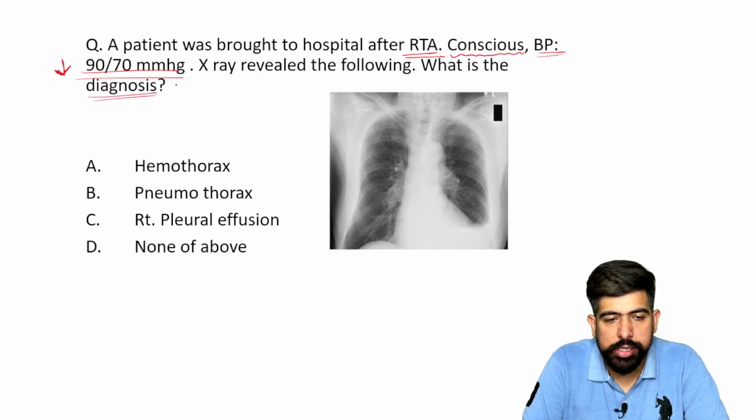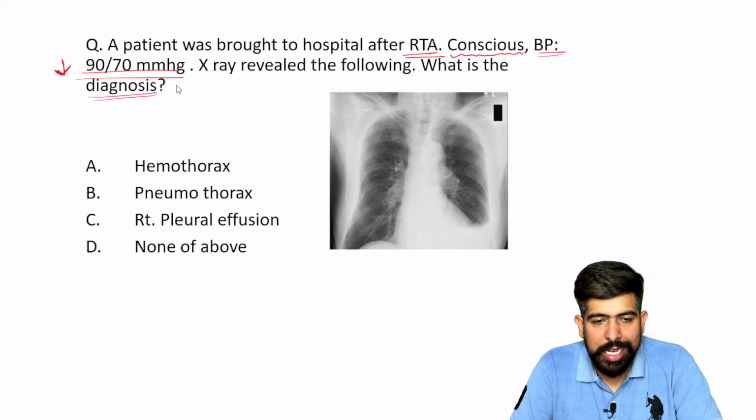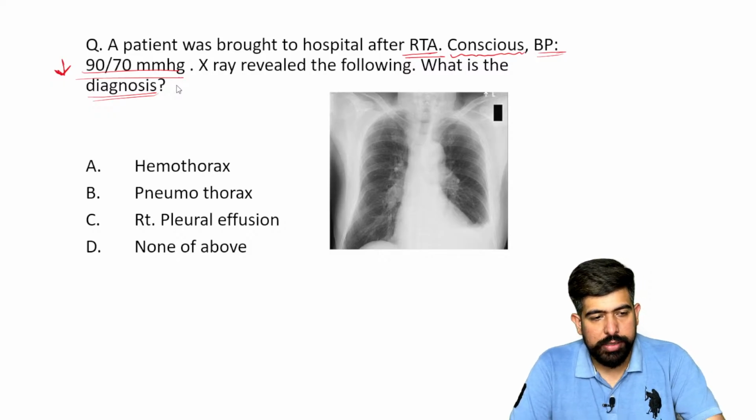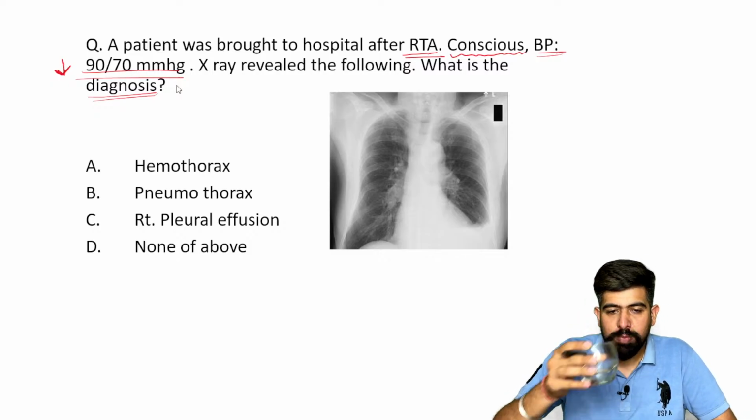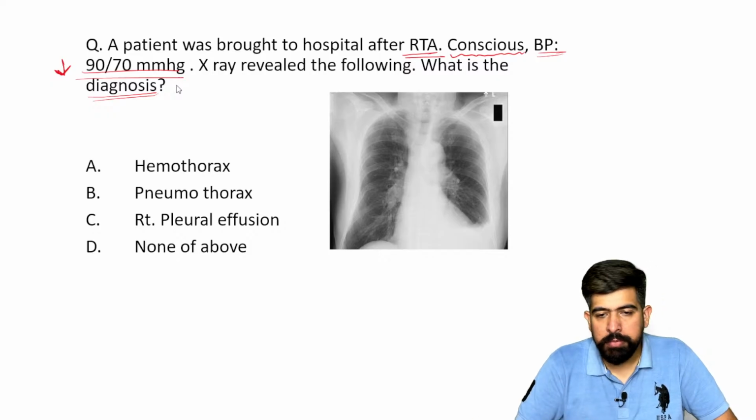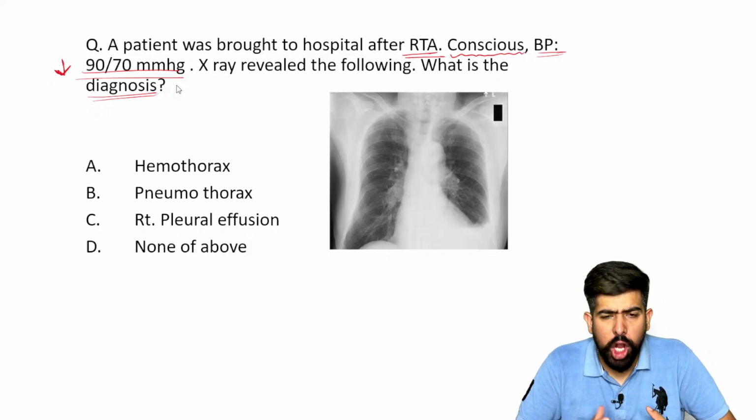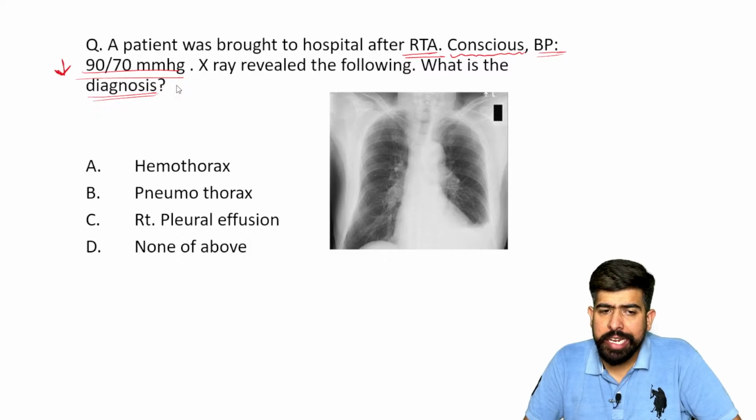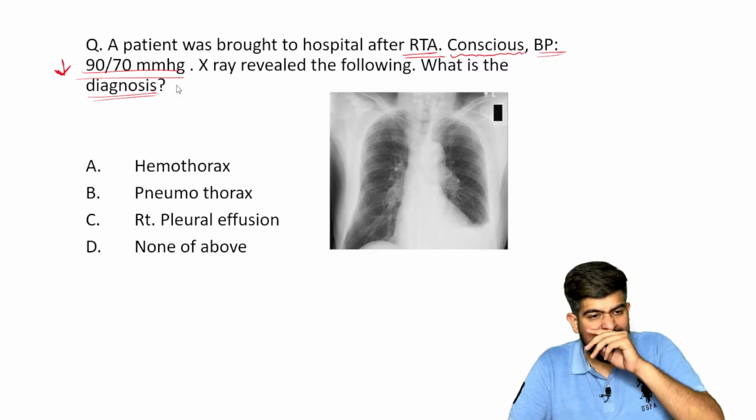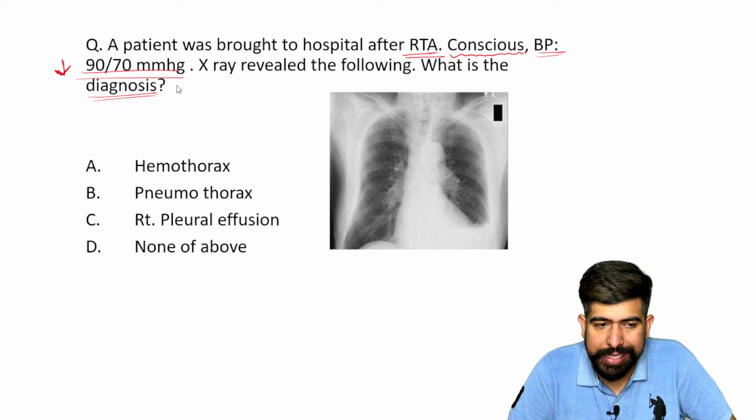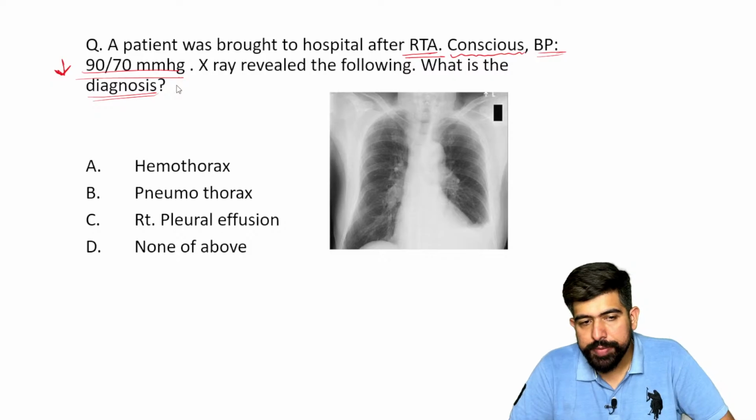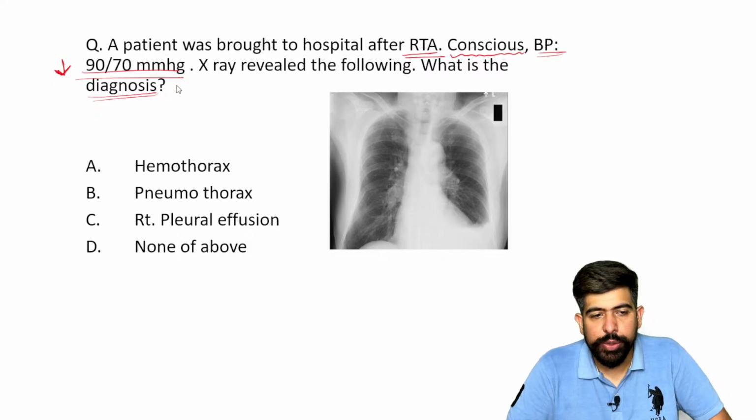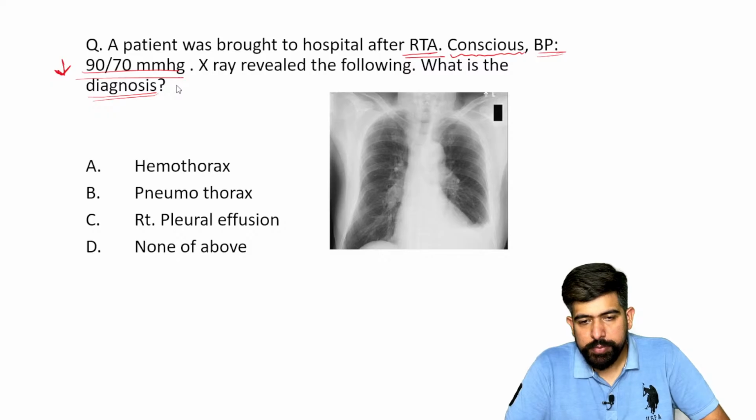What diagnosis are they asking? Now tell me, what is your diagnosis? The options given to you: option A, hemothorax; option B, pneumothorax; option C, right pleural effusion; and option D, none of the above.